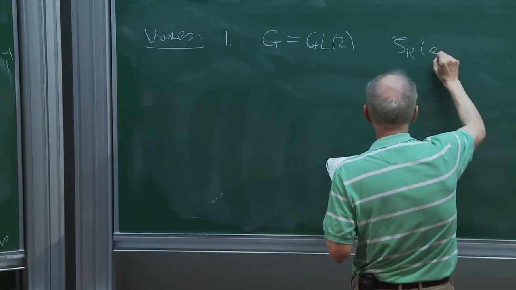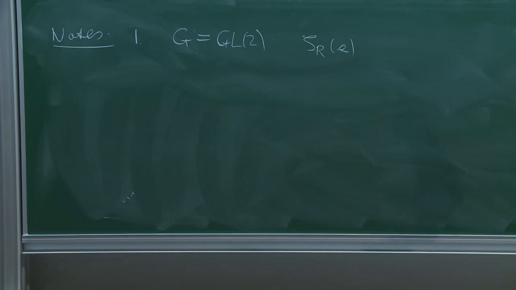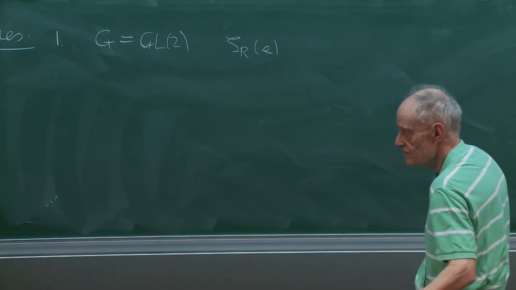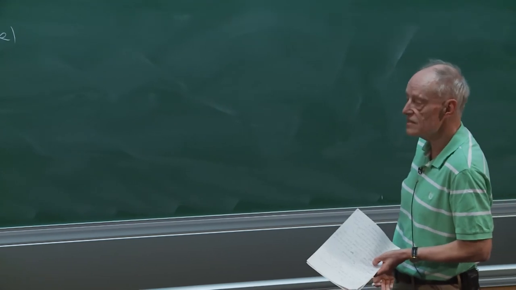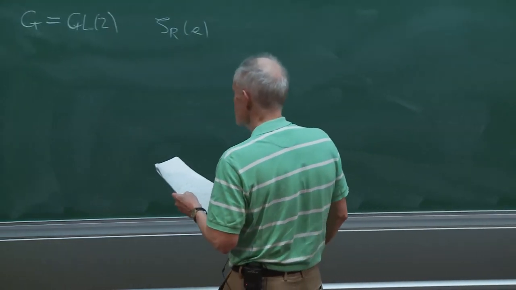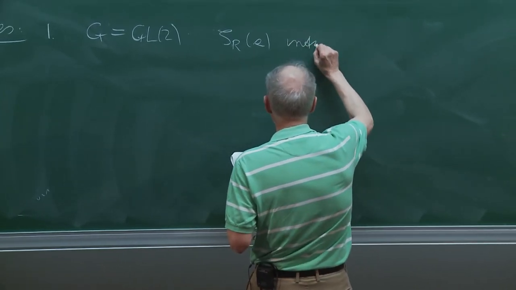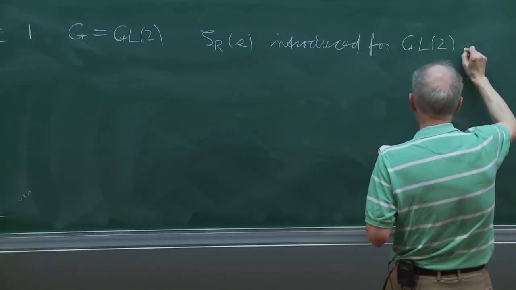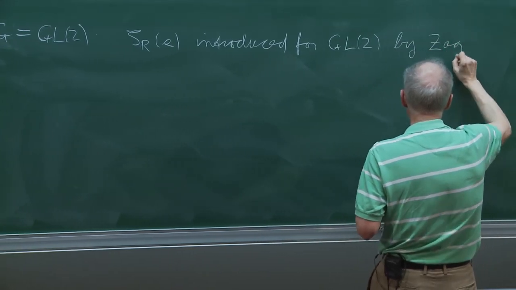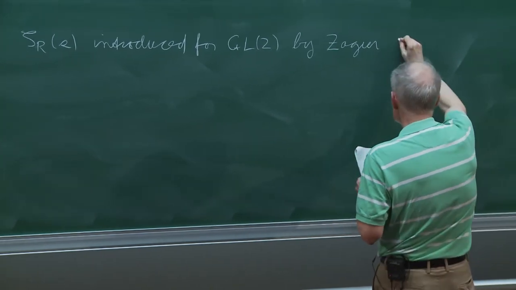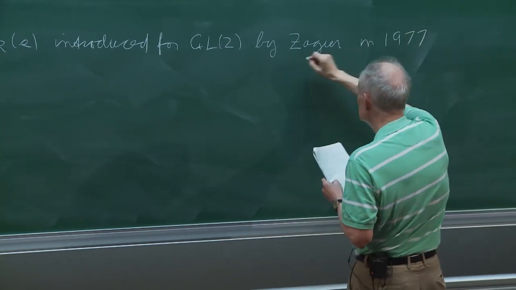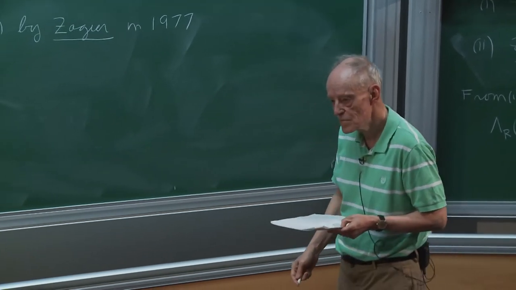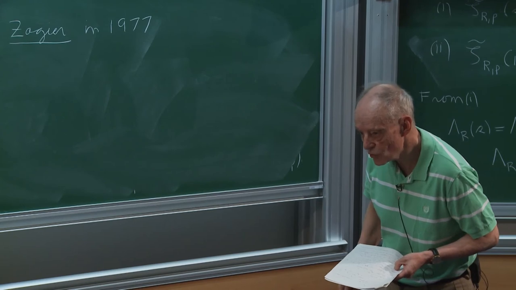Zeta_R of s is really the quotient of what I have up there divided by the Riemann zeta function. And so what one gets in the case of the Dedekind zeta function is just the quadratic Dirichlet L-function, but modulo that difference. This was for GL2. This was introduced by Zagier, and other people have also studied it in 1977. So for quadratic extensions of Q, imaginary, both.